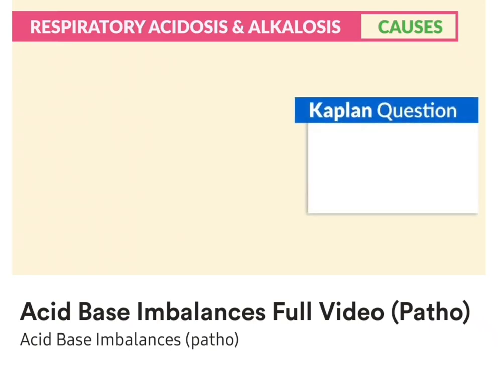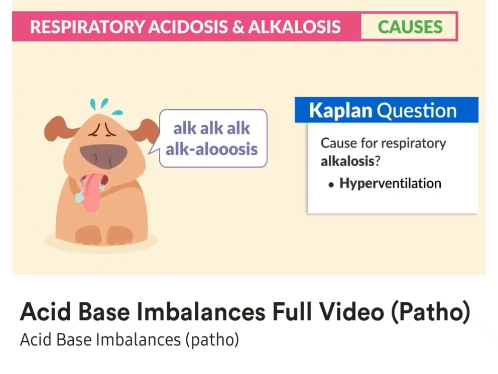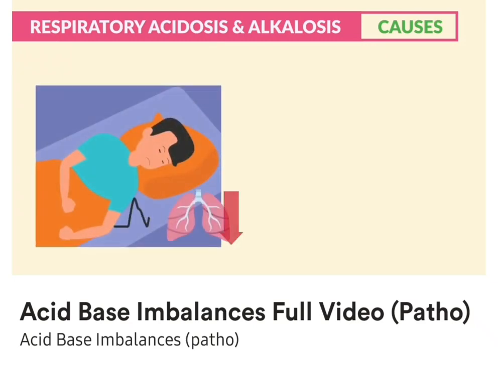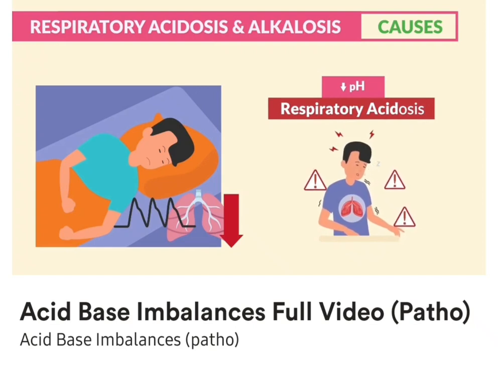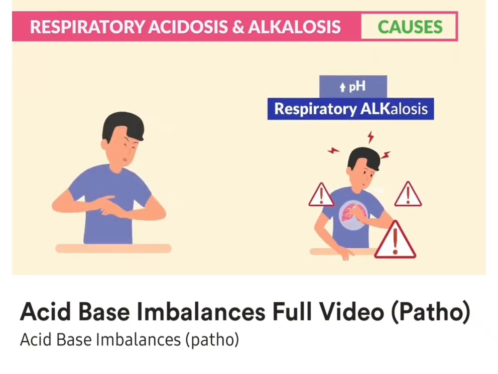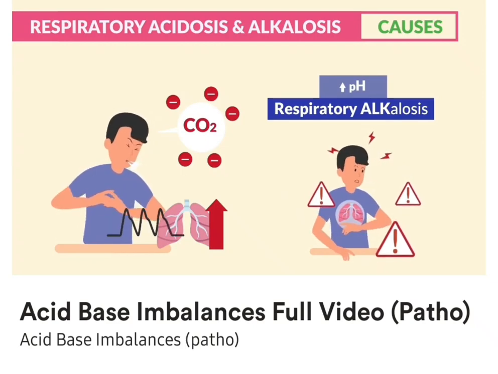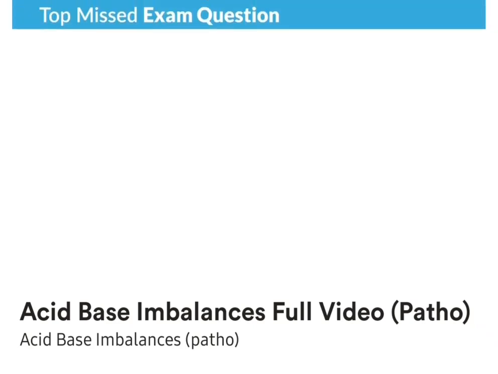Now Kaplan mentions, what is the cause for respiratory alkalosis? And the answer is hyperventilation. So again, just think for your exams. Every condition that's breathing too slow is acidosis, for respiratory acidosis. And every condition that's breathing too fast puts the body into alkalosis.